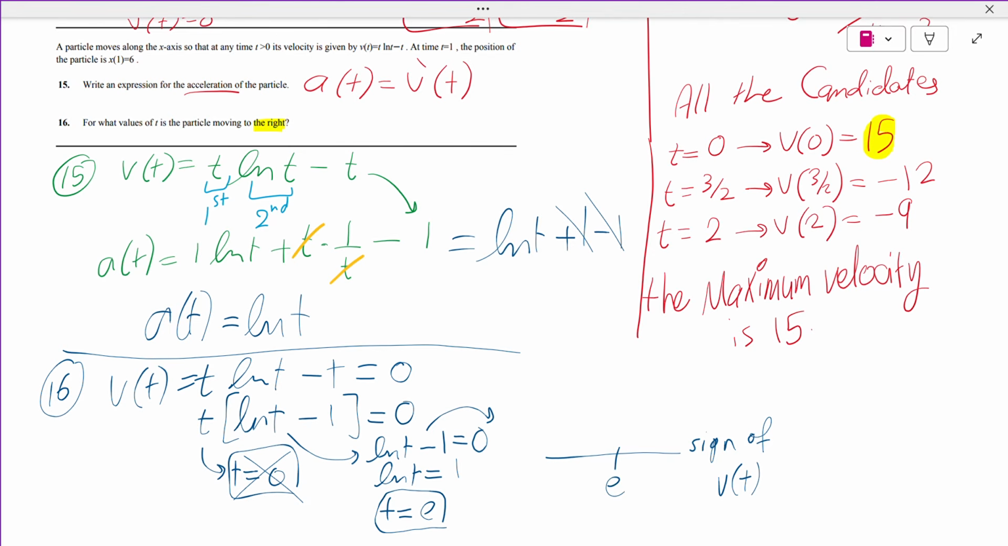before and after e. So if you choose a number, of course, we must start from 0, and 0 is not included because we said it's undefined. Okay, this one will be positive and this one will be negative. So this is the right and this is the left. The question says, for what value of t is the particle moving to the right? Well, for t bigger than e, the particle is moving to the right. This is question 16.